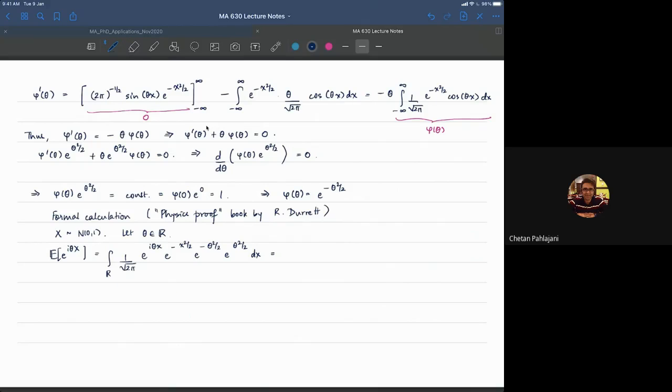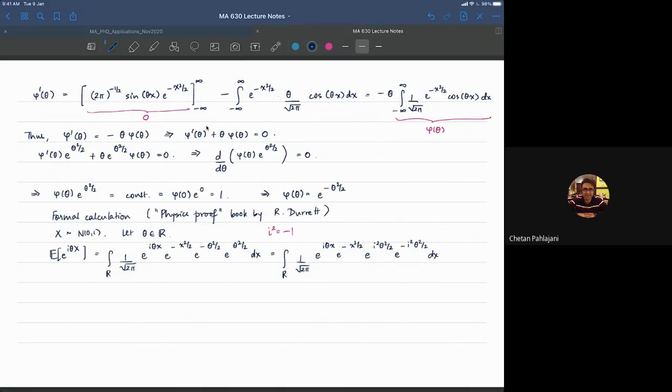Anyway, you guys with me so far up to this point? Okay, then I will use this fact: i squared is minus 1. Remember that there is an i here, so you need to keep that in account when you're trying to complete the squares. So this is going to be the integral over R of 1 over root 2 pi, e to the i theta x, e to the minus x squared over 2, e to the i squared theta squared over 2, e to the minus i squared theta squared over 2 dx. Okay, so now we'll get it.